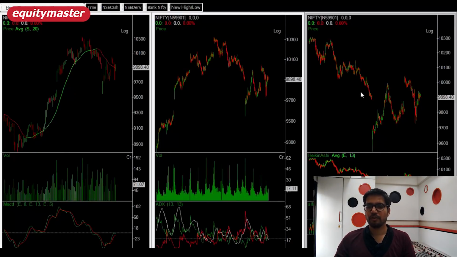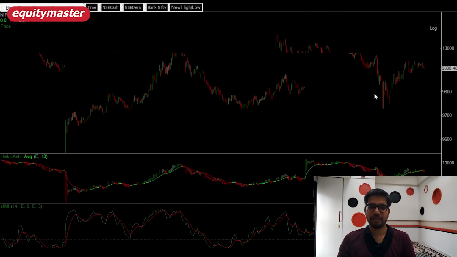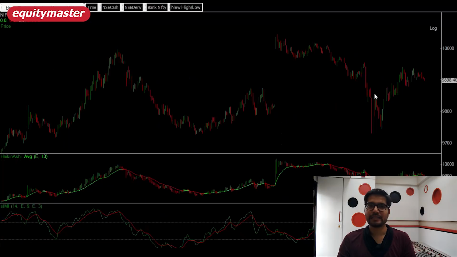So now let's move on to a 3-minute time frame. So the indicator which I use on a 3-minute time frame is the RSI. Now RSI is a bounded oscillator which tells you whether the market is overbought or oversold. So here in the bottommost panel you can see the RSI.